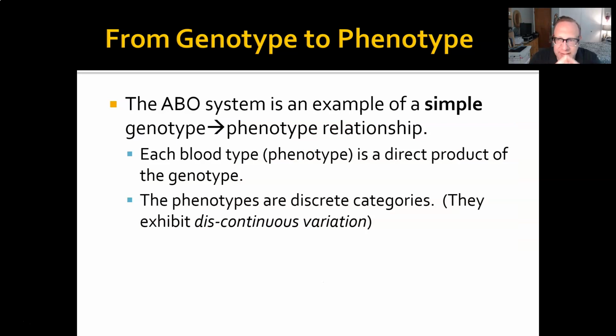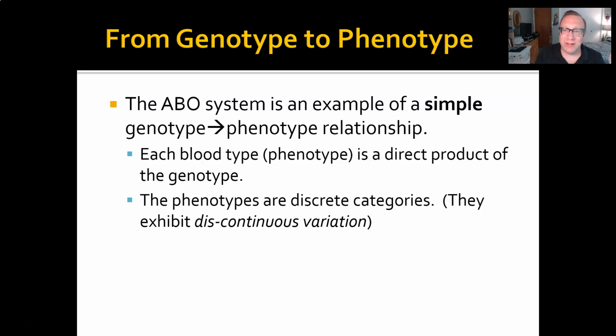Now, this is an example of a simple genotype to phenotype relationship. There isn't much involved in between steps. The gene produces the hemoglobin that it's supposed to produce, and there's not really any variation there. Each blood type is a direct product of the genotype. And this is very typical of Mendelian traits because they are discrete categories. That is, you can't separate them.